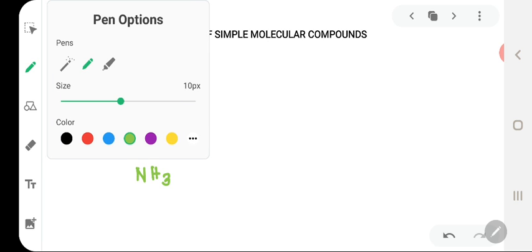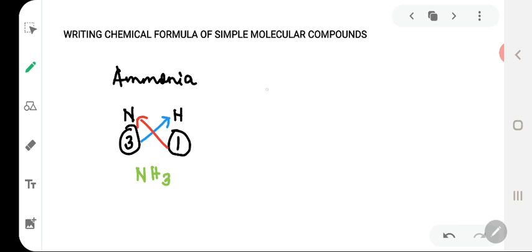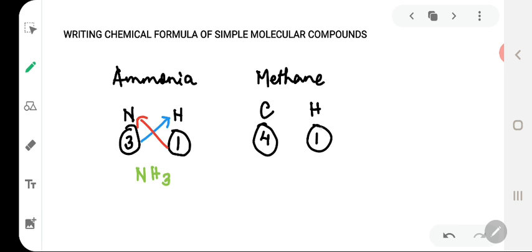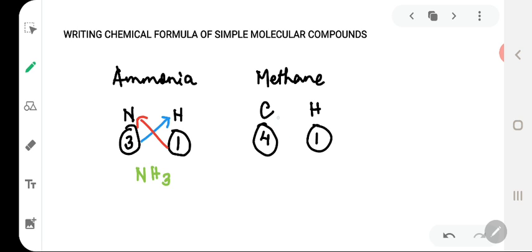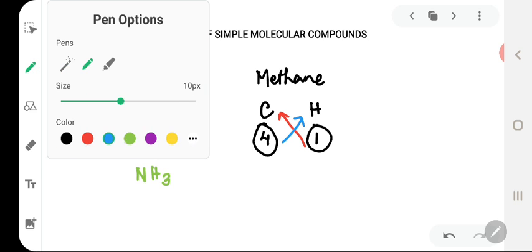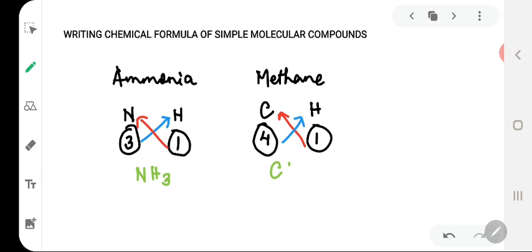Let's do it once more. We will try the same rule for methane. Methane has got carbon and hydrogen. Writing down the valencies below, carbon's valency is 4 and hydrogen's is 1. Now let's do the crisscross part. So 1 goes this side and 4 goes to the other side, and hence the formula of methane becomes CH4.